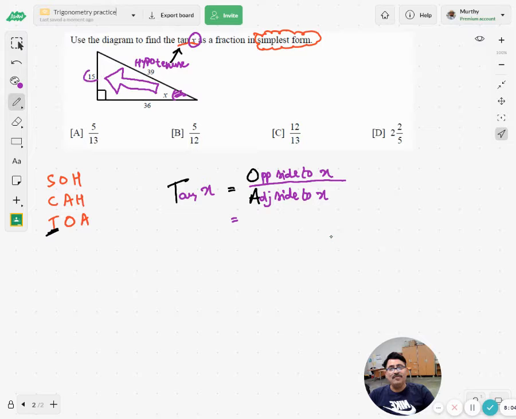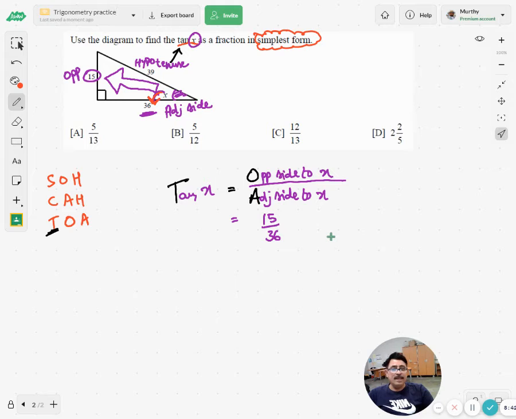Once I identified the opposite side, this is 15. And what is the adjacent side? Obviously the next one, 36, is the adjacent side, because I know that this is the opposite side and this one is the hypotenuse. Then the third side is the adjacent side to x. You can see that it is next to the angle. Therefore, this is the adjacent side.